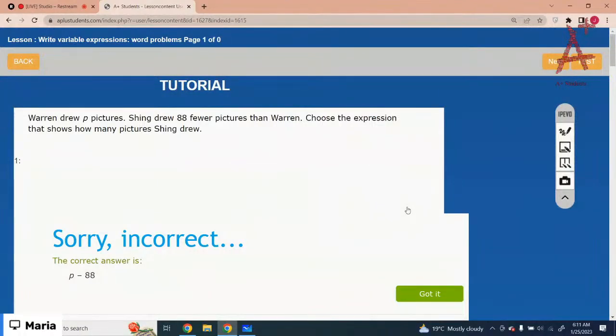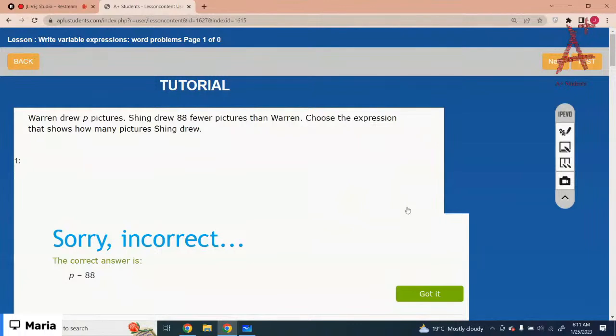Okay, so you're given the word problems. You have to write down the mathematical expressions. Got it? Okay. Warren drew P pictures. Shing drew 88 fewer pictures than Warren. Choose the expression that shows how many pictures Shing drew.